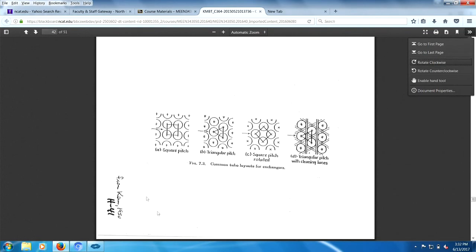I want to go clockwise, don't I? Yeah, clockwise. Which brings up square pitch. See the square? That brings up triangular pitch. Here's a square pitch rotated, and here's a triangular pitch with cleaning lanes. See, there's not really cleaning lanes in here.